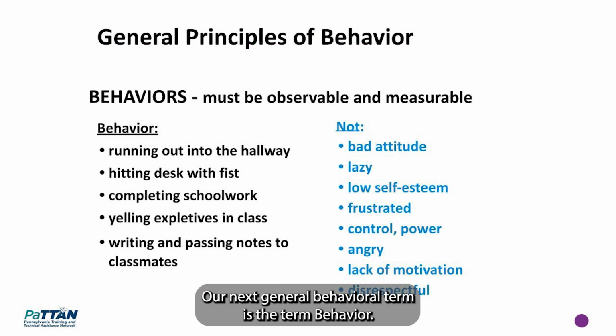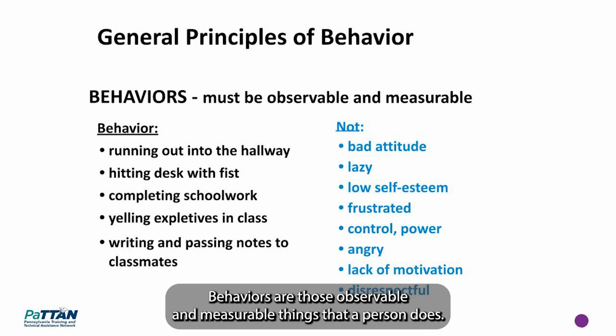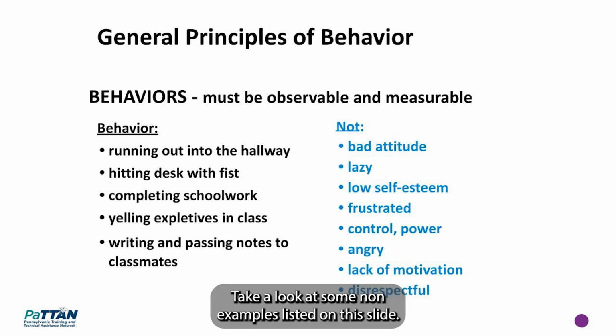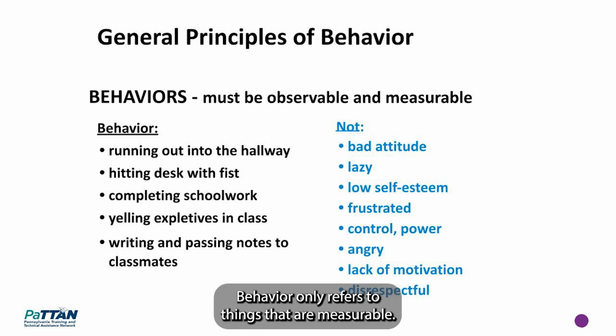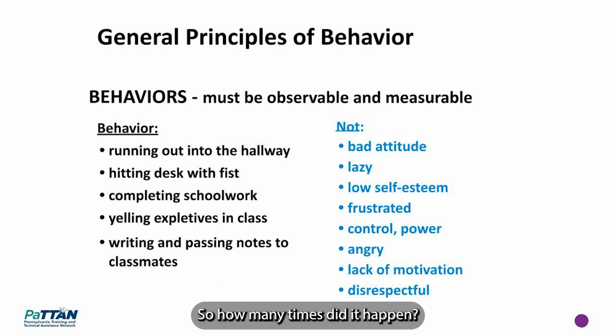Our next general behavioral term is the term behavior. Behaviors are those observable and measurable things that a person does. Take a look at some non-examples listed on this slide. I know that at different times I've used language like this, but ultimately it's not describing behavior. Behavior only refers to things that are measurable. So how many times did it happen?